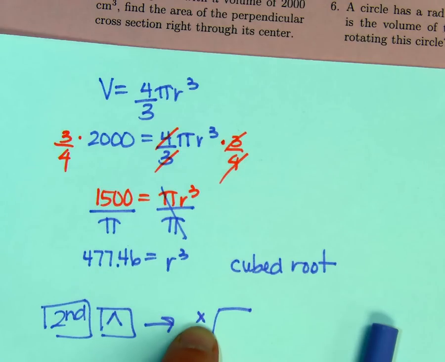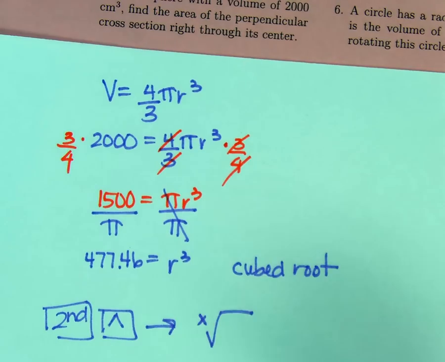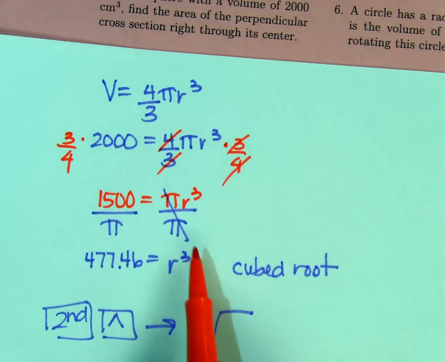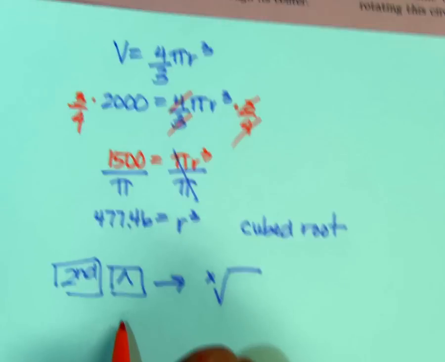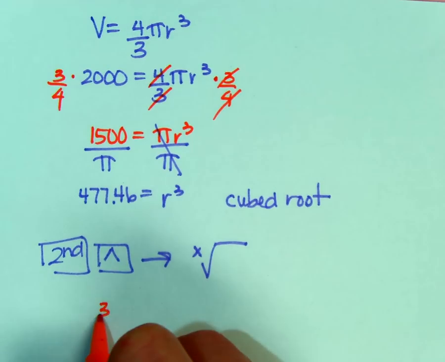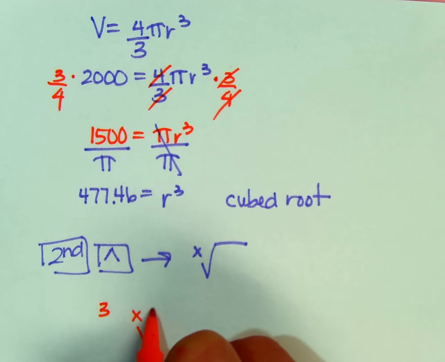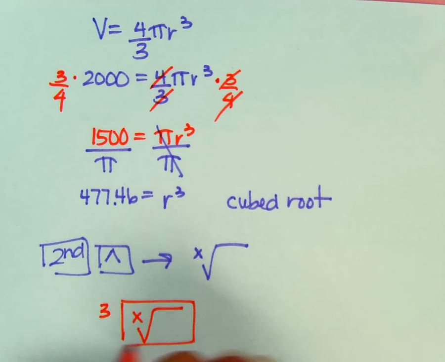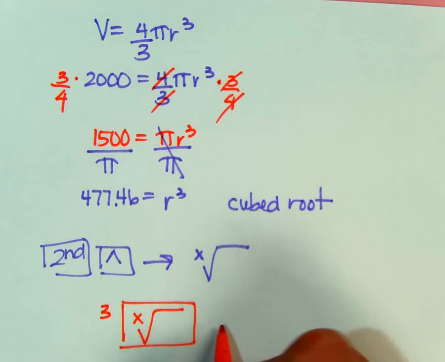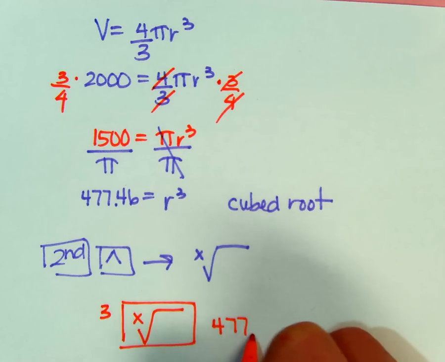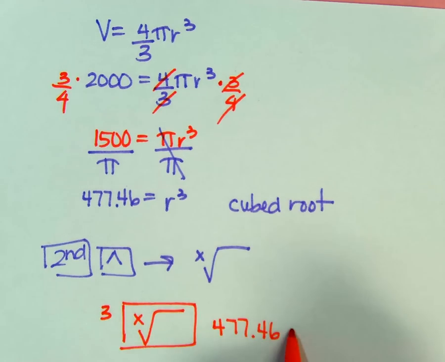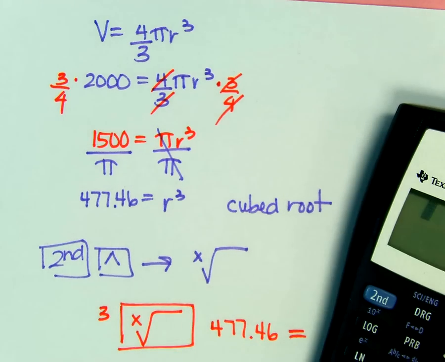Okay, so this means that if it's not there, that's understood to be a square root. But as soon as I add different indexes, then that is going to be cubed root, 4th root, 5th root, etc. So in order to find the cubed root of this number, I am going to type in 3, and I'm going to get that button, and then I'm going to type in 477.46. So then I'm finding the cubed root of that. I'm going to show you what it looks like.